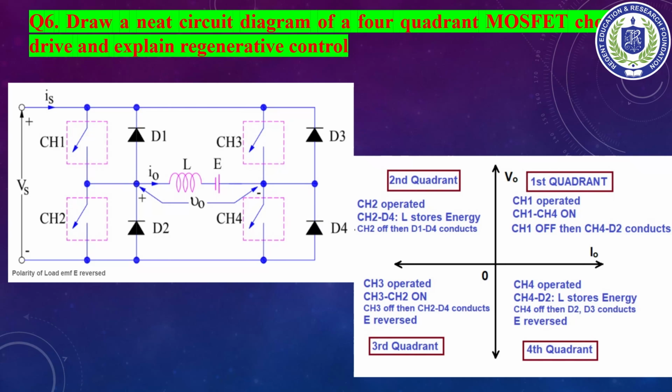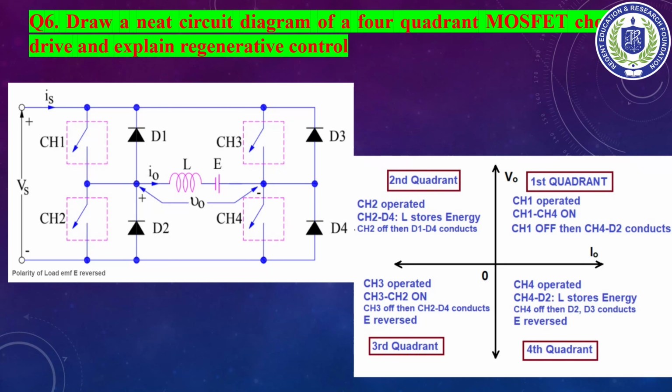So in this figure, wherever it is written CH, that means it represents a MOSFET chopper. So there we can see we are having four MOSFET switches and four diodes. These diodes are freewheeling diodes which are connected across each switch. So for CH1 we have D1, for CH2 D2, for CH3 D3 and CH4 D4.